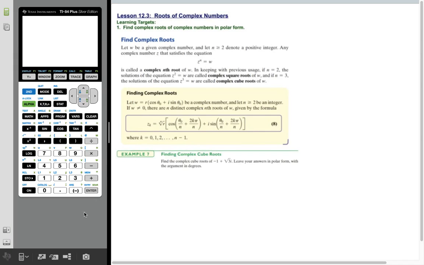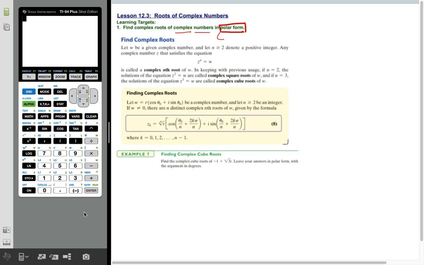All right, today we are going to go over the third section of Unit 12, finding the roots of complex numbers. And we're going to find those roots of complex numbers when they're given to us in polar form. So just a really quick reminder here, a complex number in polar form is a little bit different than a complex number in rectangular form.